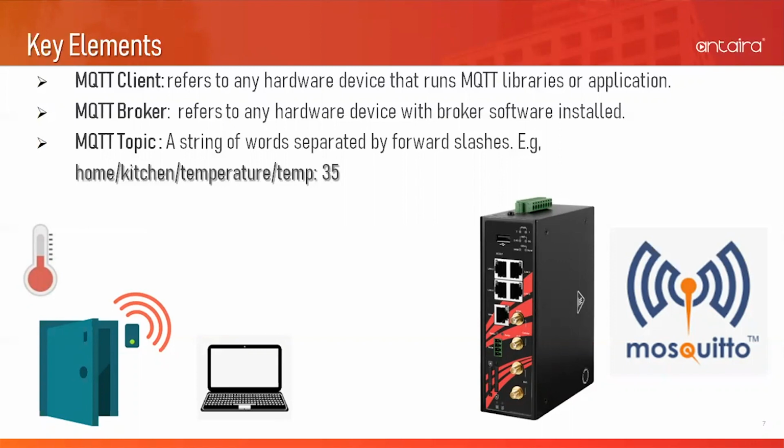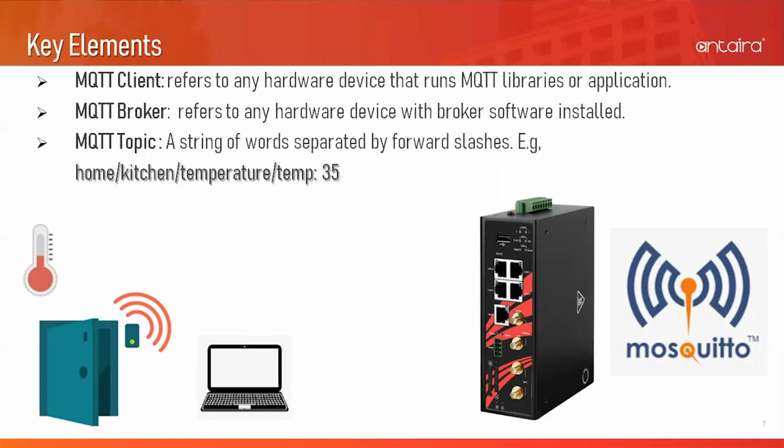The next element is the MQTT broker, which refers to any hardware device with built-in broker software. A perfect example is the Antaira industrial cellular gateway, which has Mosquitto installed. The MQTT broker is responsible for receiving messages from publishers and deciding who is interested based on the topics, and sending messages with the matching topic to subscribers.